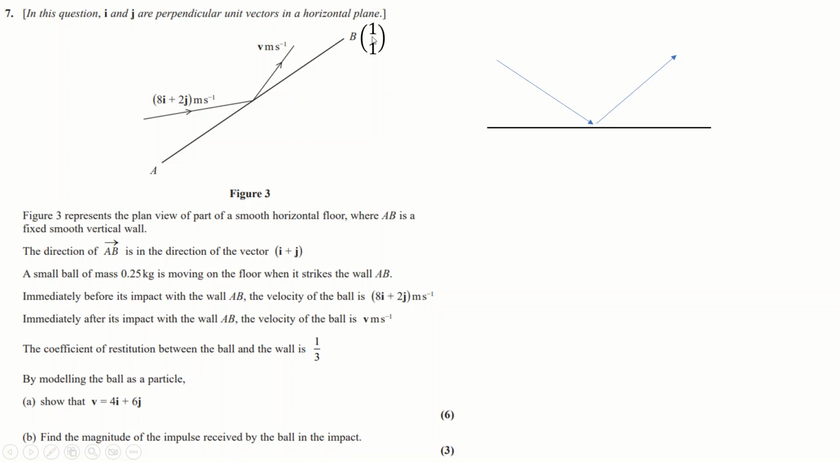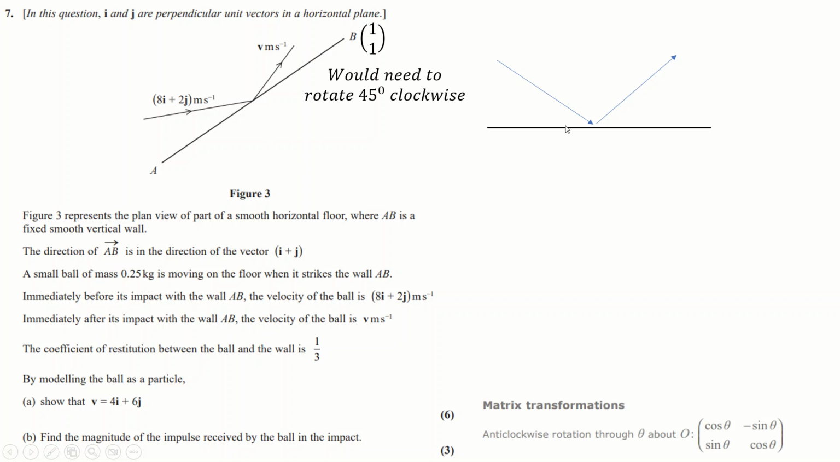So okay, now this here has an angle of 45 degrees to the horizontal, right? Because it's 1 across 1 up, this plane here. So okay, if I rotate that 45 degrees clockwise, I'll make it flat and horizontal, which is what I want. So I would like to rotate it 45 degrees clockwise.